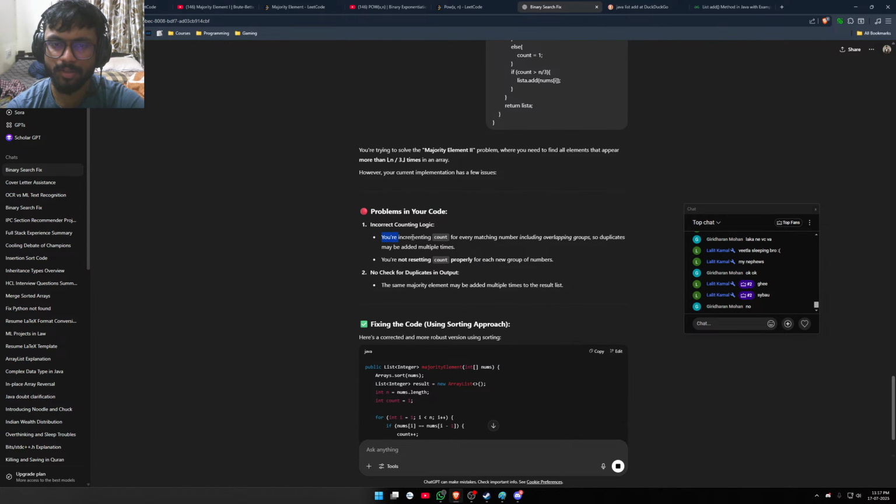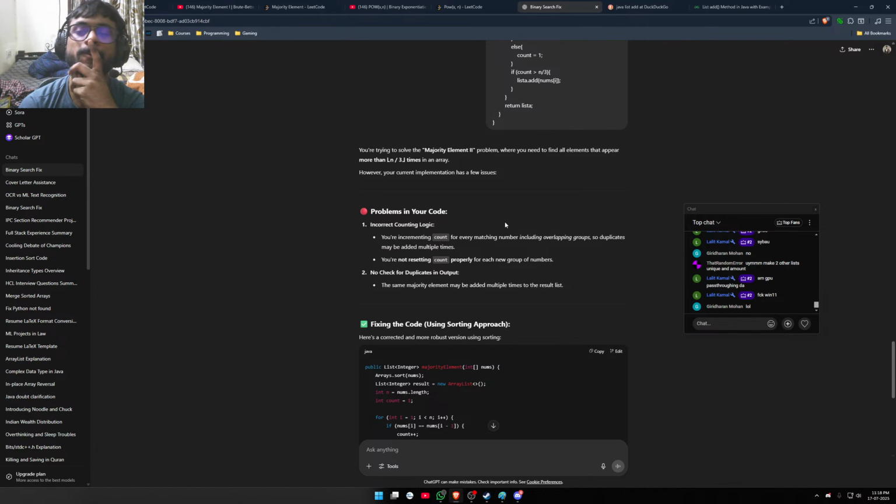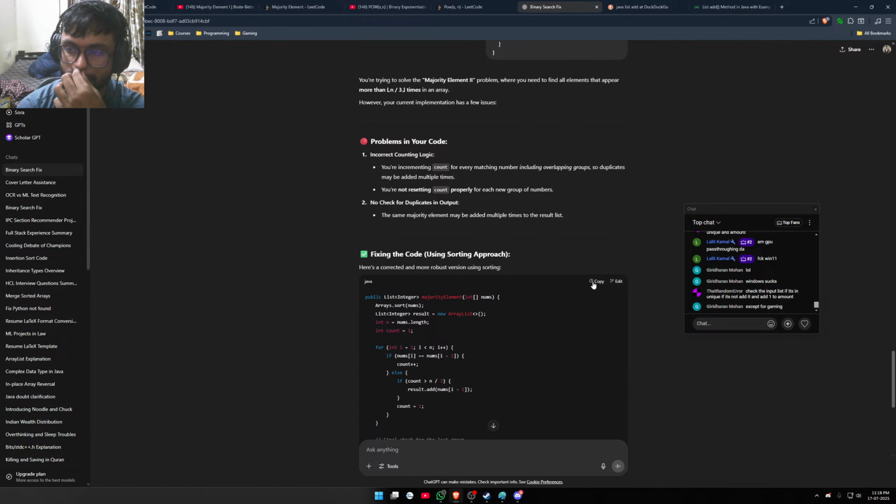Counting logic: you are incrementing. Make two other lists, unique and amount. You are incrementing count for every matching number, including overlapping groups. So duplicates may be added. You're not resetting count properly for each new group of numbers. No check for duplicates in the output.